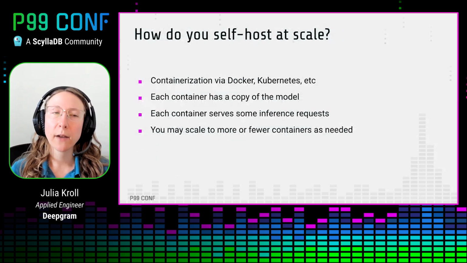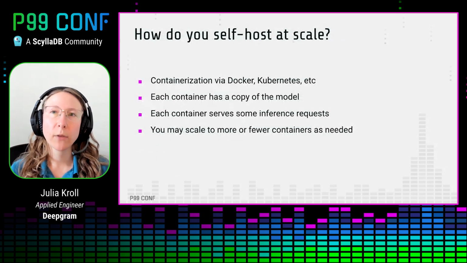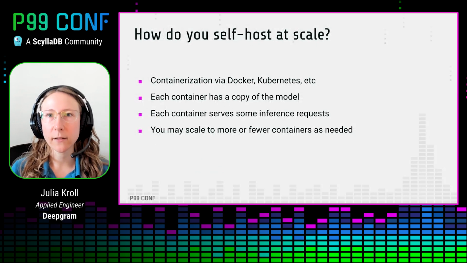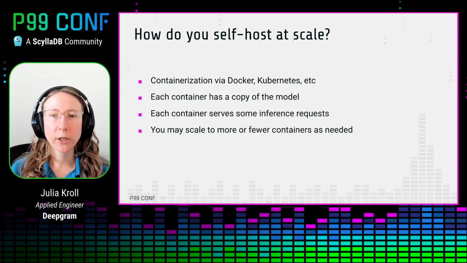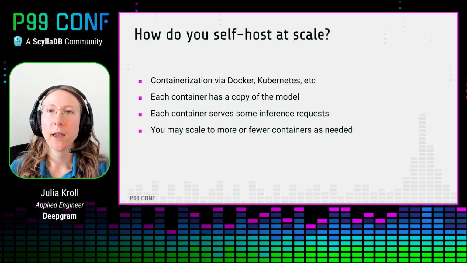Now, once you have a model that you can self-host, how do you actually self-host it at scale? Typically, this involves some kind of containerization via Docker or Kubernetes. And the way this works is that each container has a copy of the model that you're serving, and each container serves some inference requests. And you may be able to scale to more or fewer containers as needed, depending on your traffic.